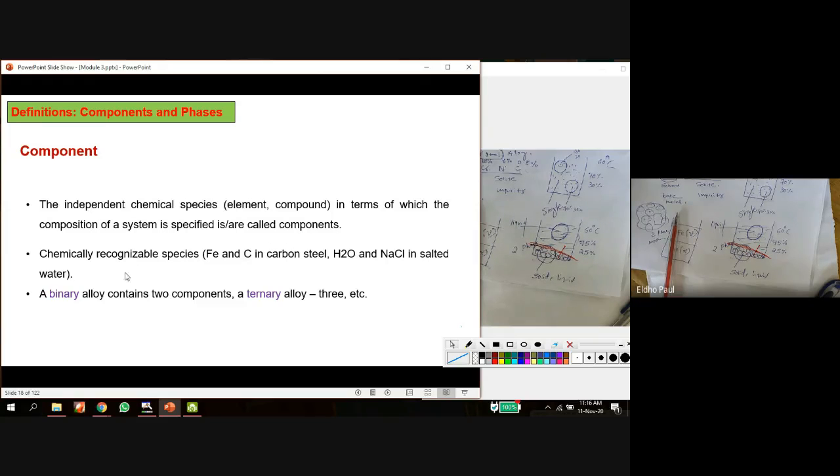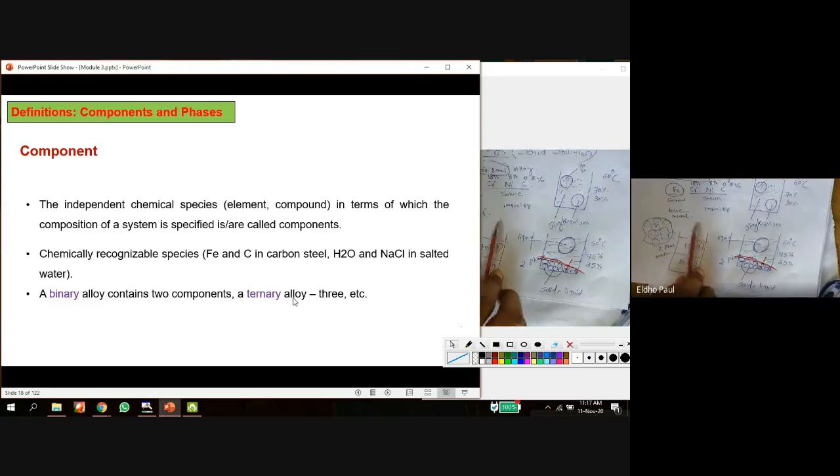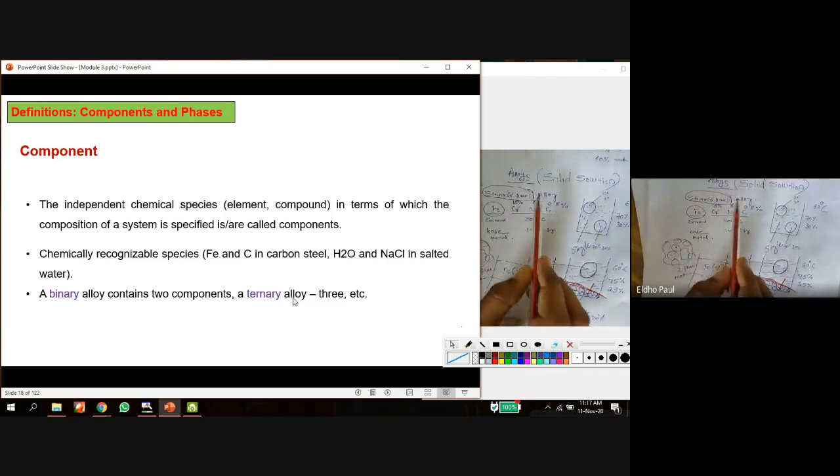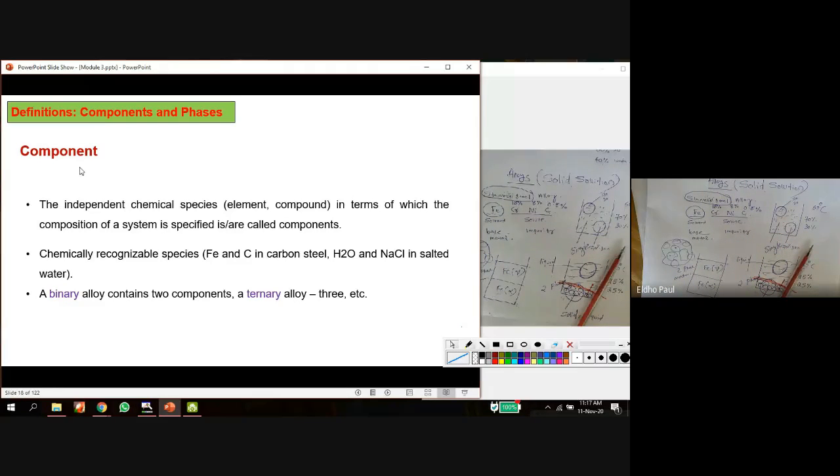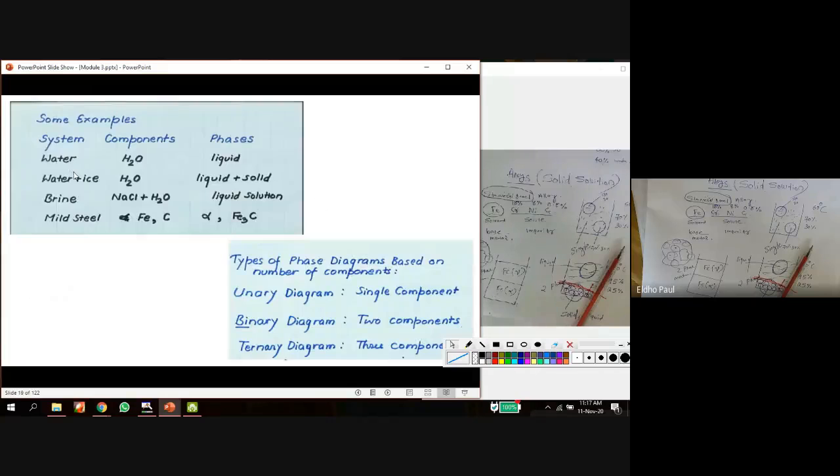Okay, and we have different types of components. In the case of a binary alloy system, we have two components, one solute and one solvent. In the case of a ternary alloy system, we have 3 components, 1 solvent and 2 solutes. Similarly, in stainless steel we have 4 components: the iron component, that is the solvent, and 3 solute components. Okay, so that is the second defined term, that is component.